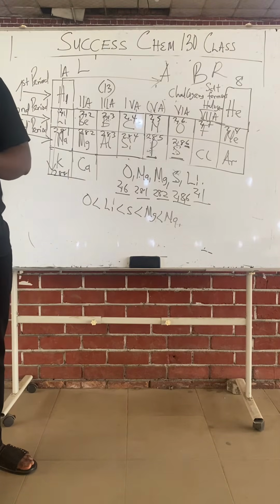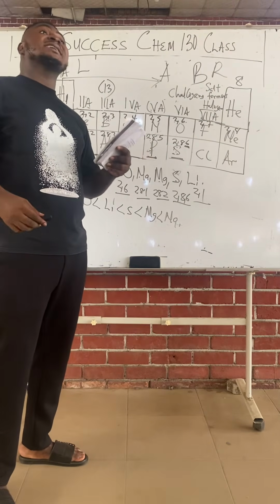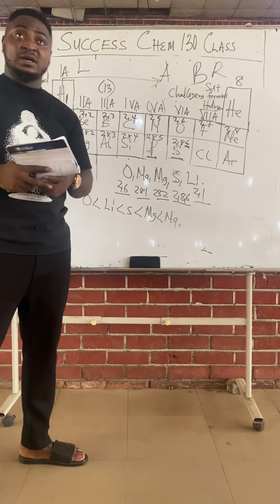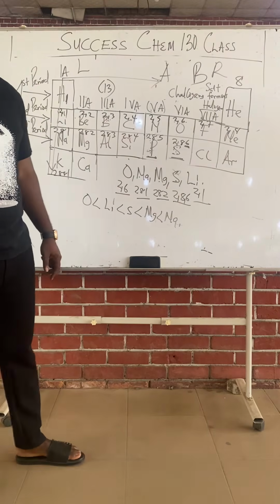Let's go to our ionic size. There's one between atomic size and ionic. Write down ionic size or ionic radius.